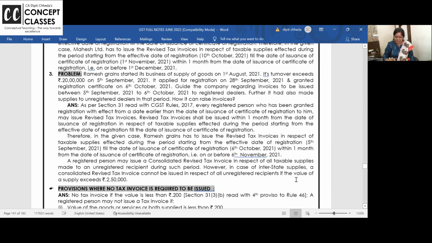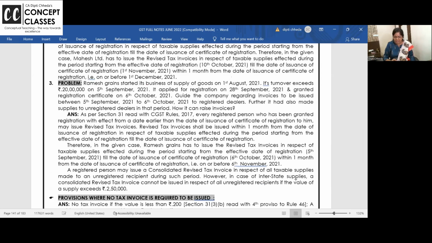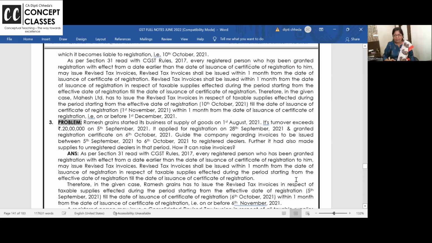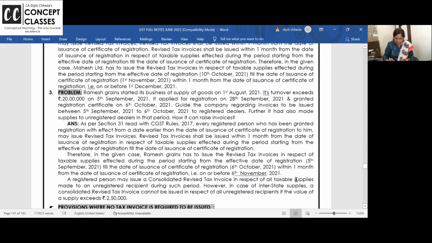Same is the next one. Ramesh, please read the answers point by point. I have explained in my way, you must do this. Problem number 3. Ramesh Grain started its business of supply of goods on 1st August. Its turnover exceeded 20 lakhs on 5th September. It applied for registration on 28th September. Gone. The day you are liable, within 1 month you have not applied, and registration was granted on 6th October.